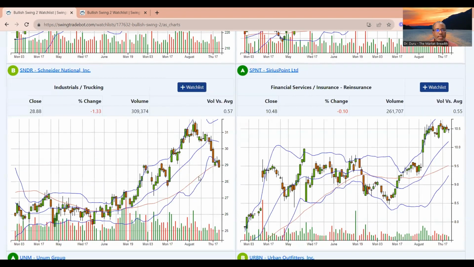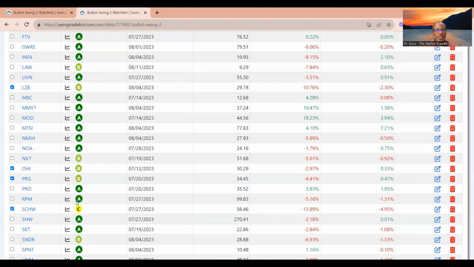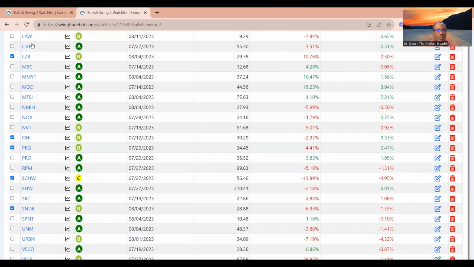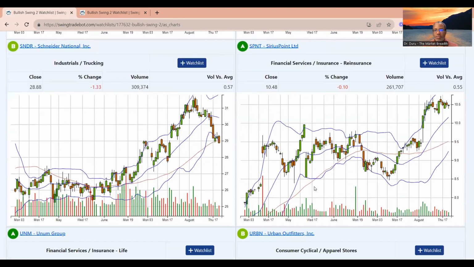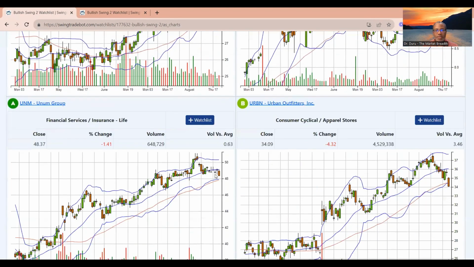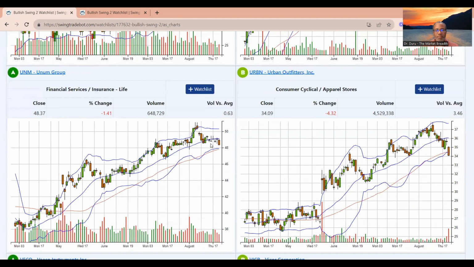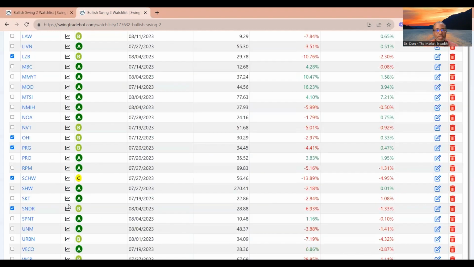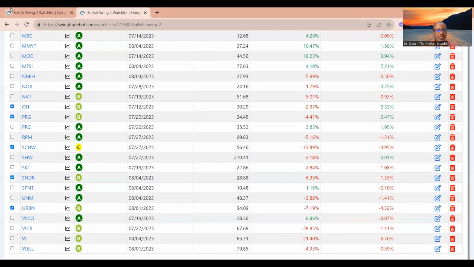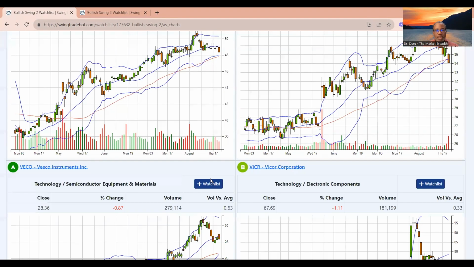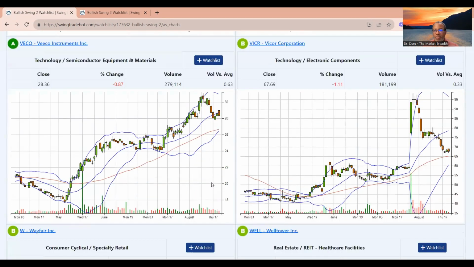I don't like SNDR. It has broken below the 50-day moving average. I switch over here, get rid of that. This one looks okay. This one looks okay, although I don't have much optimism for UNM. Urban Outfitters broke below the 50-day moving average. That gets an instant cut. And that one looks okay. I can keep it there.